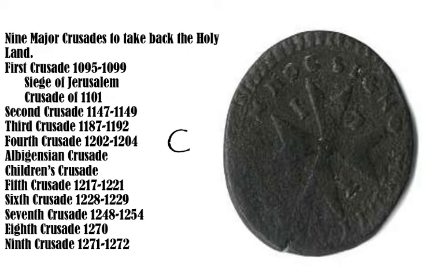The Albigensian Crusade, the Children's Crusade. Then we have the Fifth Crusade, 1217 to 1221. The Sixth Crusade, 1228 to 1229. The Seventh Crusade, 1248 to 1254. The Eighth Crusade, 1270. And Ninth Crusade, 1271 to 1272.